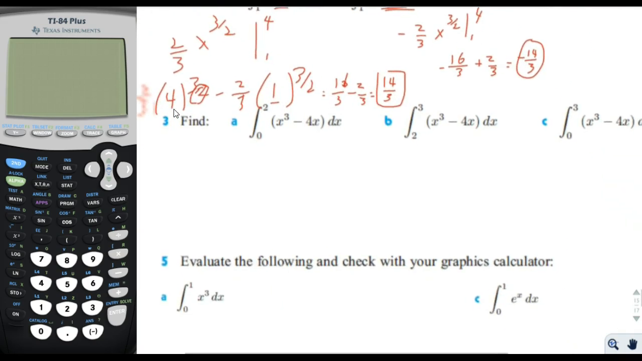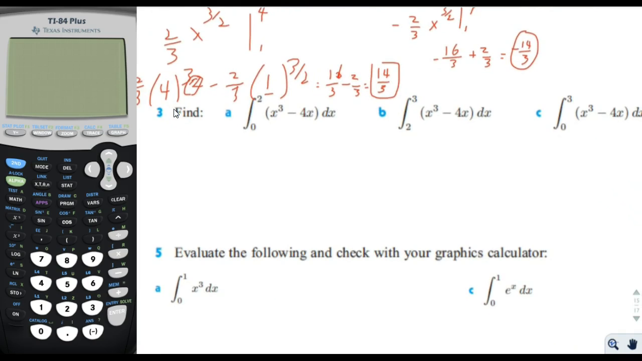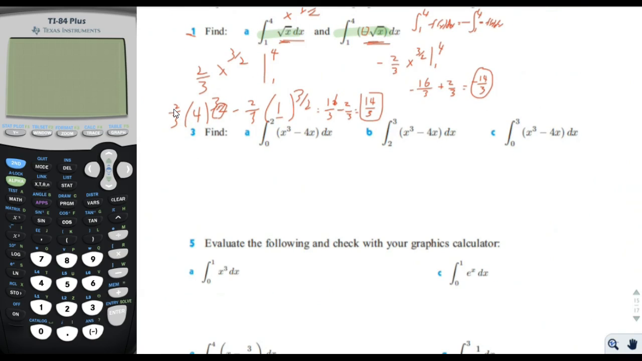All right. Now here in number 3, they give us 3 different integrals that are all kind of similar, except this one goes from 0 to 2, this one goes from 2 to 3, and this one goes from 0 to 3. If you keep in mind that these are all areas, this would be the area from x equals 0 to x equals 2. This would be from 2 to 3, and this would be from 0 to 3.